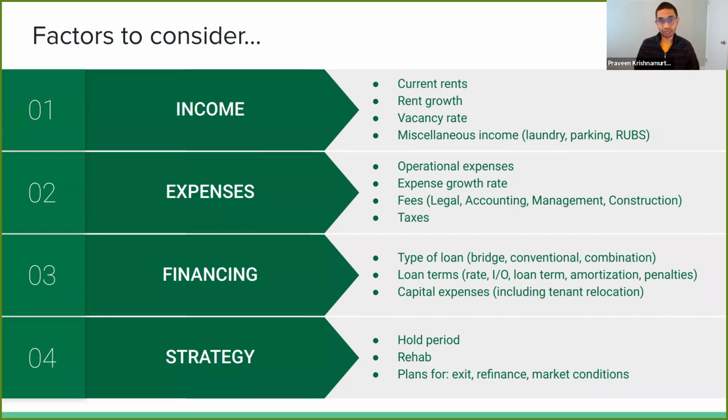The next thing is financing. What type of loan are you going to go for? Is it a bridge loan or a conventional loan? What are the loan terms, like the rate and the term? Is it amortizing or interest only? Are there any penalties? And then there's capital expenses. So if you plan to acquire the property and then start doing some rehab, how are you going to pay for that? Are you going to take another loan for it? Or do you have cash set aside to pay for rehab? All this comes under the financing category.